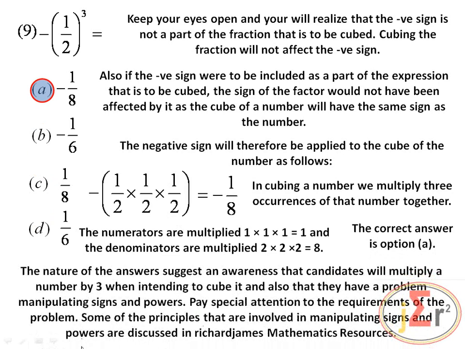The nature of the answer suggests an awareness that candidates will multiply a number by 3 when intending to cube it, and also that they have a problem manipulating signs and powers. Pay special attention to the requirements of the problem. Some of the principles that are involved in manipulating signs and powers are included in Richard James Mathematics Resources. Therefore, by seeing this, we do not need to be alarmed by it.